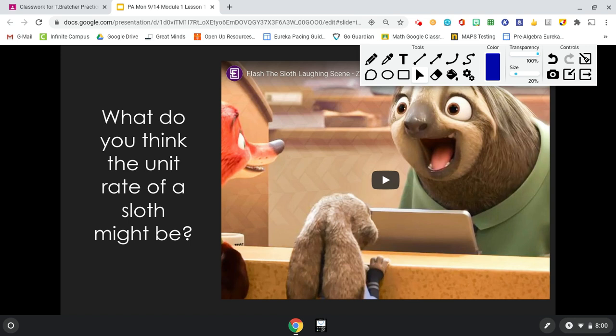Now, we have a cute video for you. It says, what do you think the unit rate of a sloth might be? So here's a little clip from Zootopia.